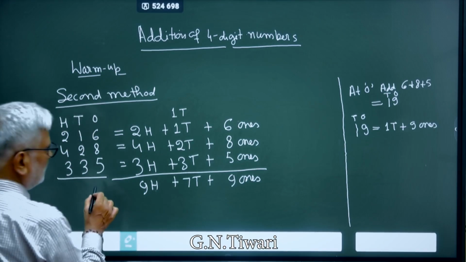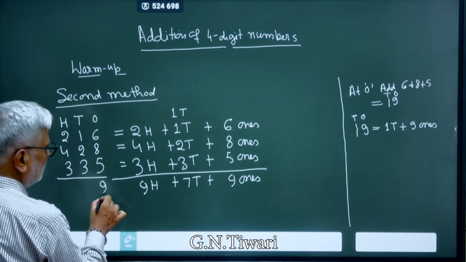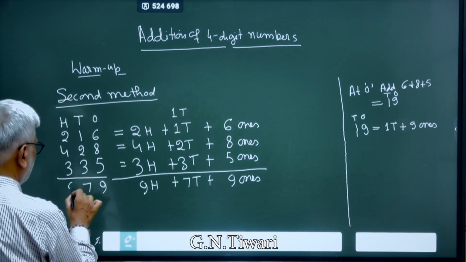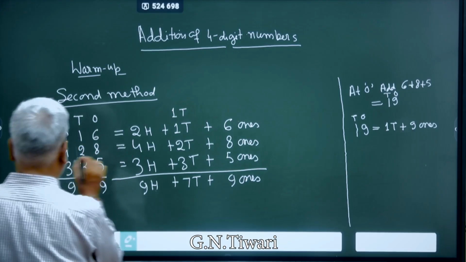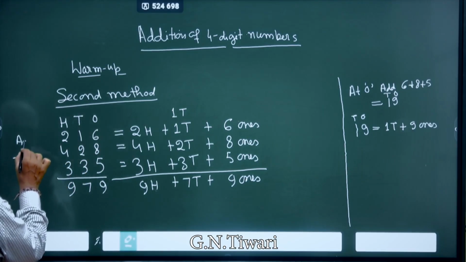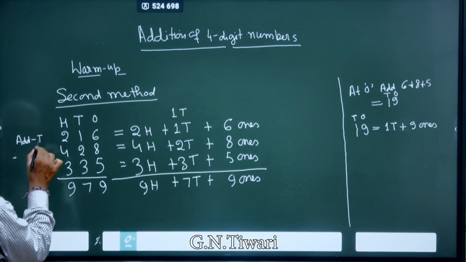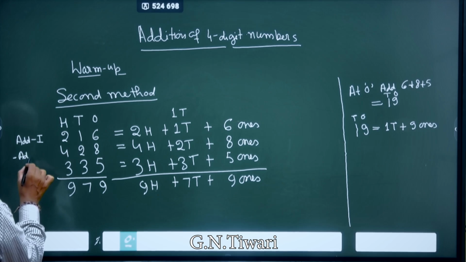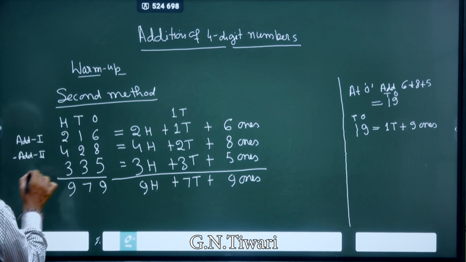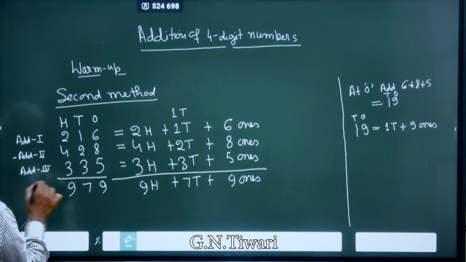Just write 9, 7, 9. This is add 1, add 2, add 3, and this is sum.